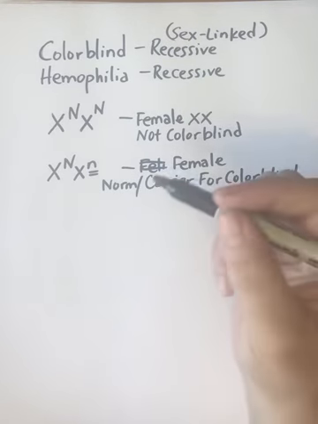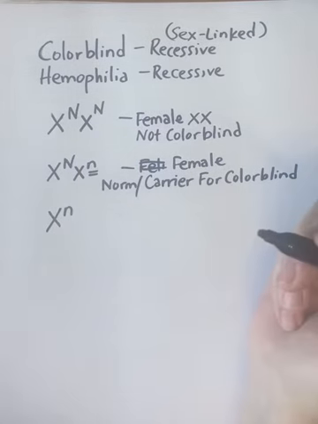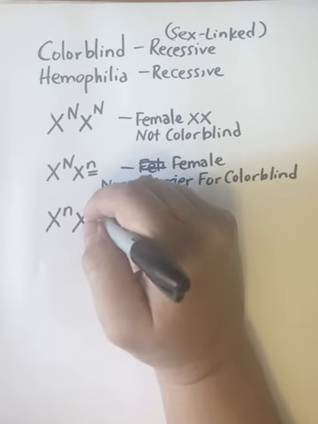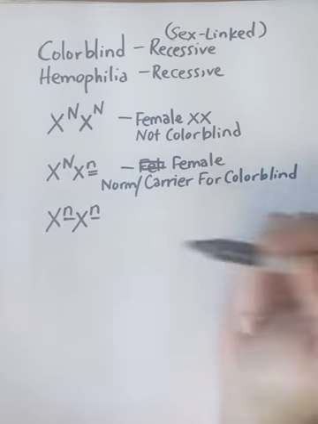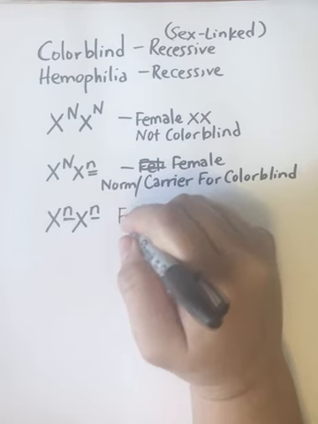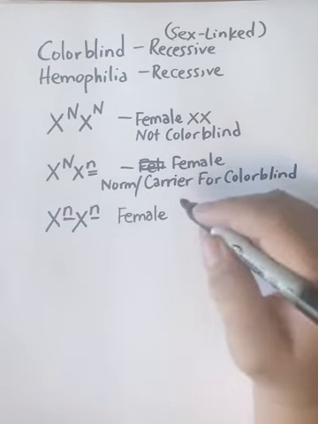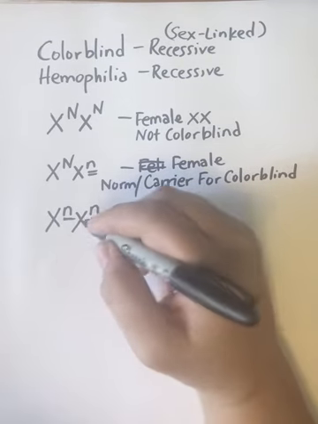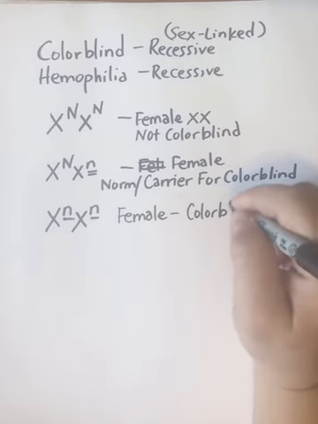Now, if you're a colorblind female, that is pretty rare. If you're colorblind, you have to have 2 recessive traits on your X chromosomes. So you have to have both sex chromosomes X with recessive traits. So again, this is a female. That is her phenotype because it's XX sex-linked chromosomes. But because she has 2 recessive traits on the sex chromosome, she would be a colorblind female.